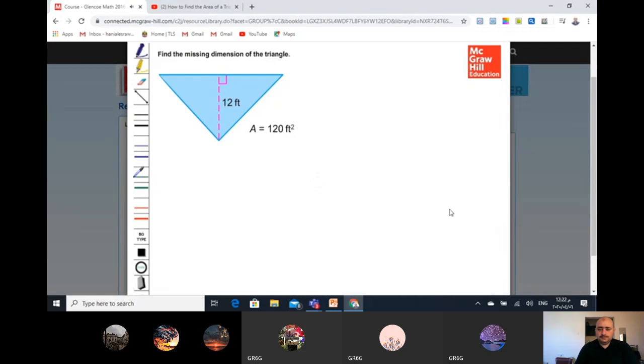Find the missing dimension of the triangle. We notice from the diagram that we're given the height of the triangle. So the missing dimension is this one, which is the base. We also know the area of the given triangle. So to determine the missing dimension, we're going to use the area formula for a triangle, which is area equals 1/2 base times height.